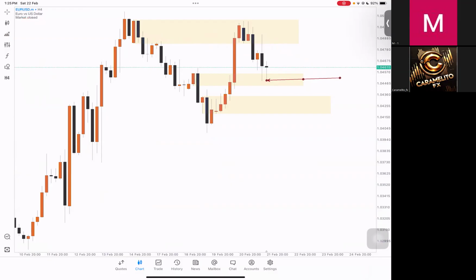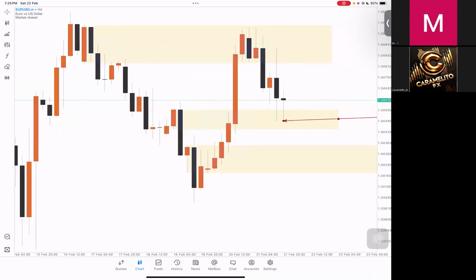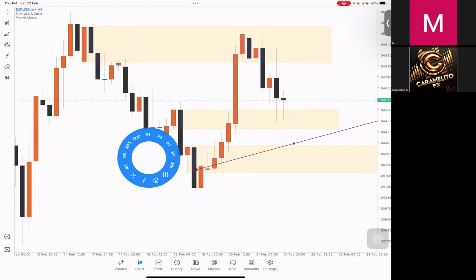So now, can I focus on buy? Because I saw this is engulfing fail buy. Here's also engulfing fail buy. I saw a lot of buying zones. You see?